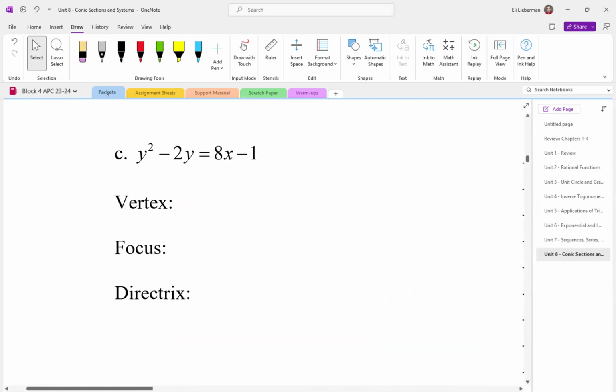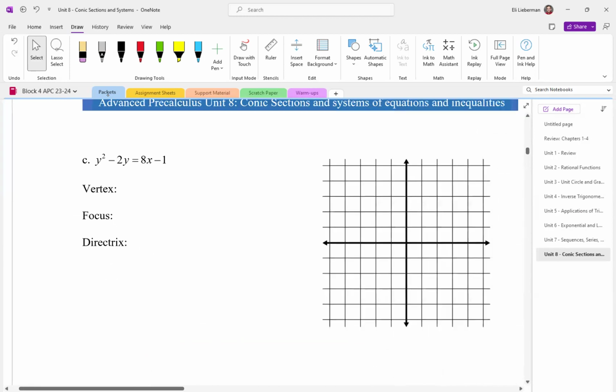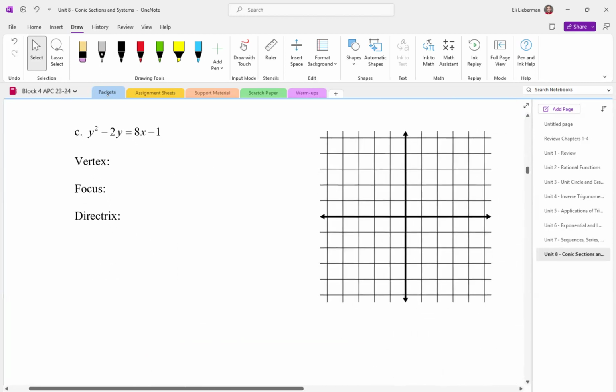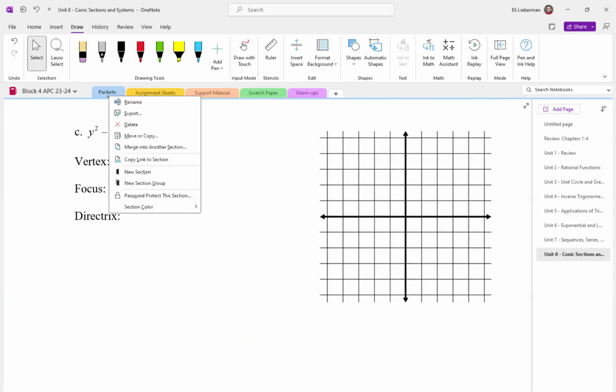Okay, let's see if we can do this. What are you going to have to do? What 3 words should come to mind when you're doing this problem? The square. Complete the square.